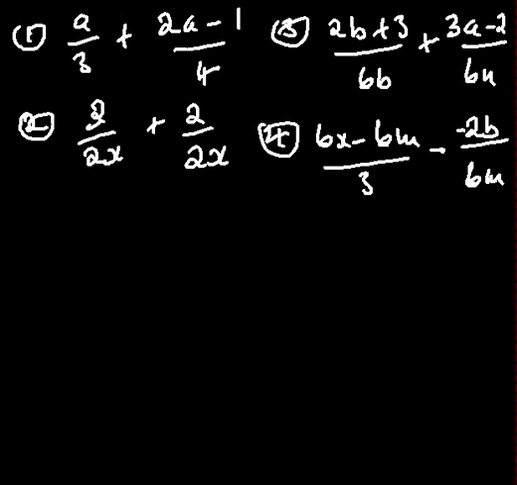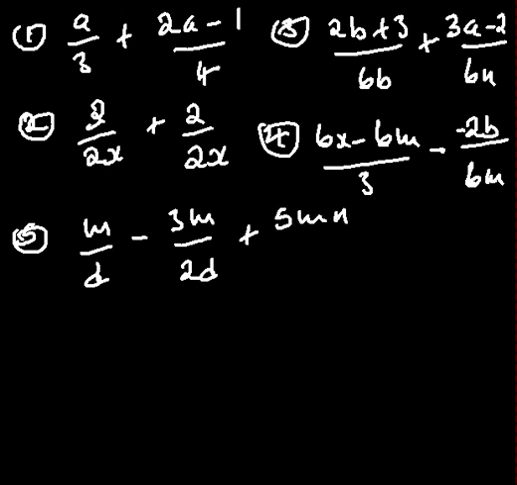And also try the following. Let's say we have m over g minus, let's say 3m over 2d, and plus, let's say 5mn divided by 5d. How do you think you can have this?